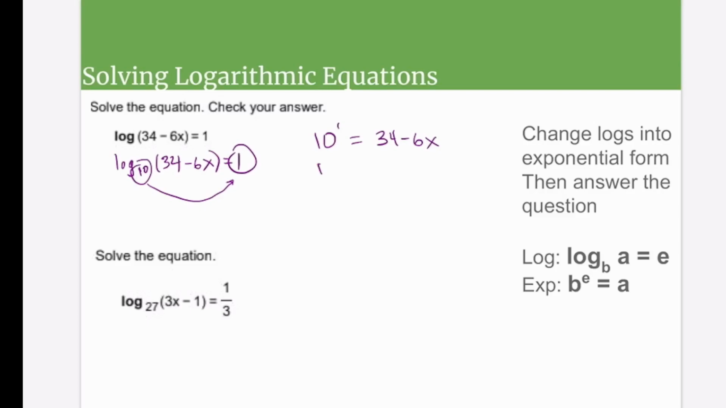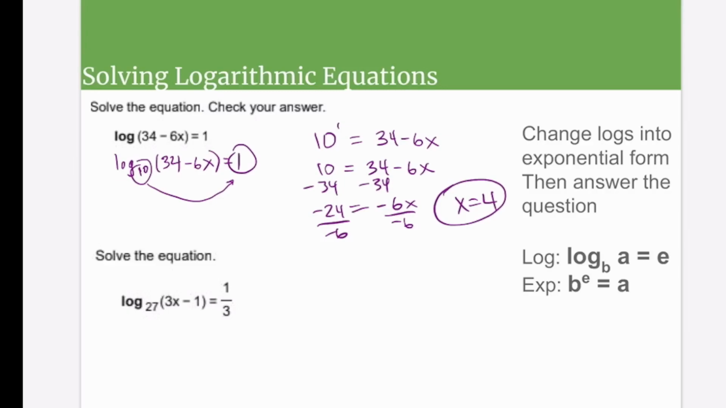So now we could just solve this. 34 minus 6x, subtract the 34, divide negative 6. So this first answer is going to give us positive 4. That would be our answer. You can plug in 4 and check it. When you check it, you'll get log of 10 equals 1, which is the case.